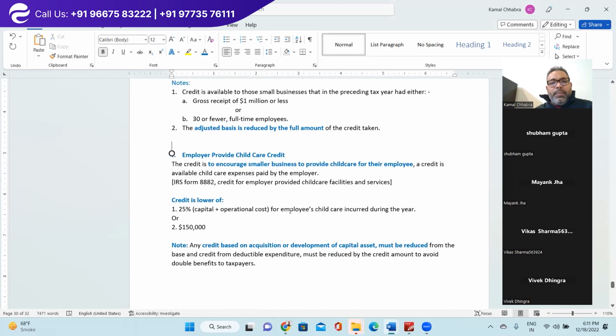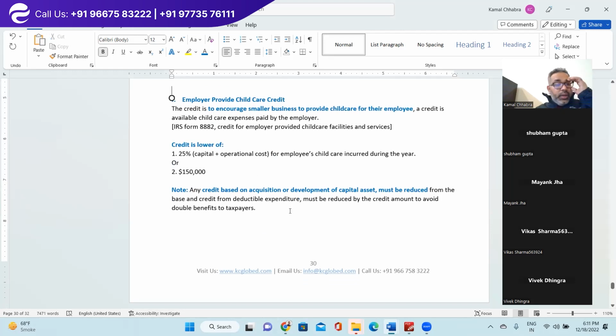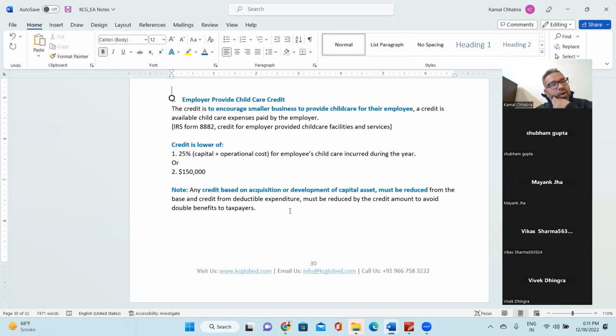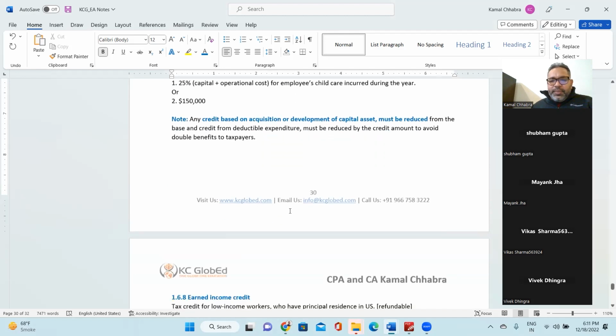So next one is employer-provided childcare credit, where the employer encourages employees to bring their kids into the office, and provides a separate play area and a separate nanny to take care of the kids, so that employees can work comfortably at the office premises. In that scenario, 25% of the capital or operational cost for the child care incurred during the year, or $150,000, whichever is lower, is allowed. Any credit based on acquisition or development of a capital asset must be reduced. Same theory, right?